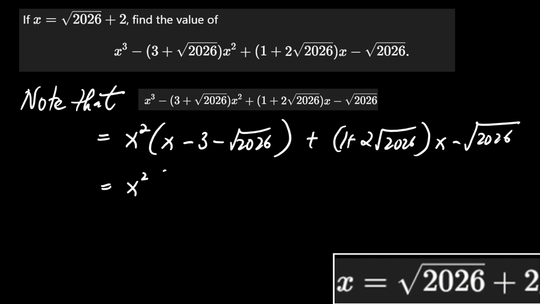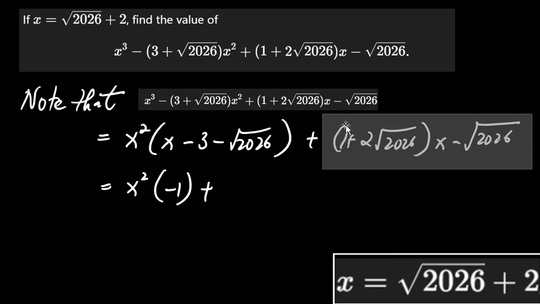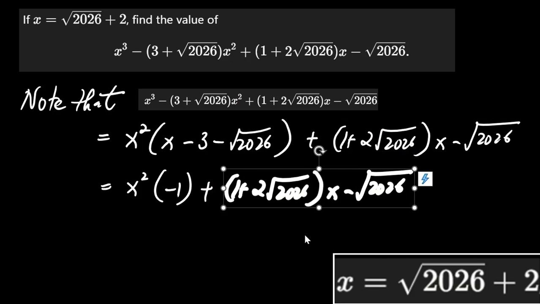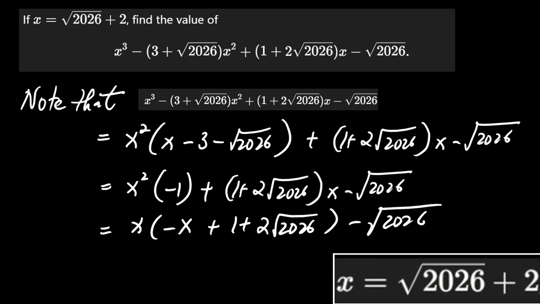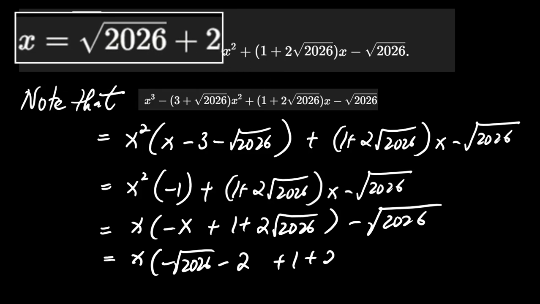Now substitute x equals the square root of 2026 plus 2. So the first term becomes x squared times -1. Next, simplify the second term, x times (1 plus 2 times square root of 2026). That's just (square root of 2026 plus 2) times 1 equals square root of 2026 plus 2, plus (square root of 2026 plus 2) times 2 square root of 2026.